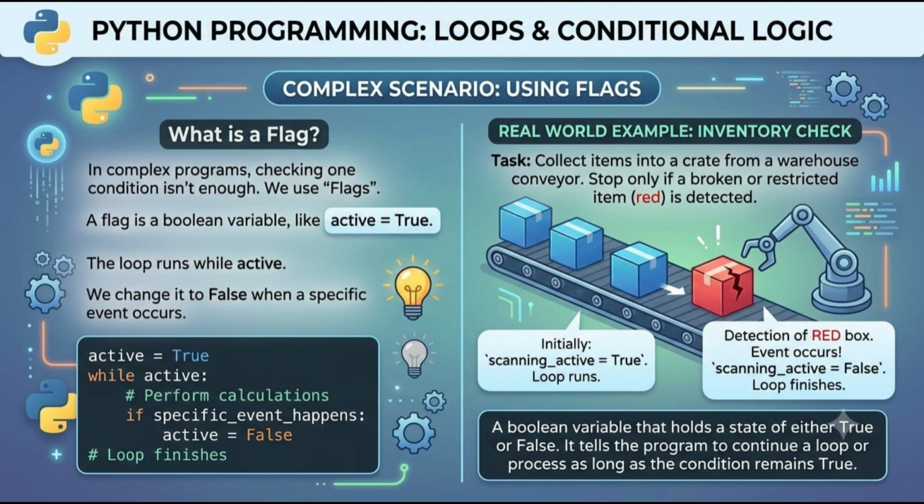In complex programs, checking one condition isn't enough. We use flags. A flag is a Boolean variable, like active equals true. The loop runs while active. We change it to false when a specific event occurs.